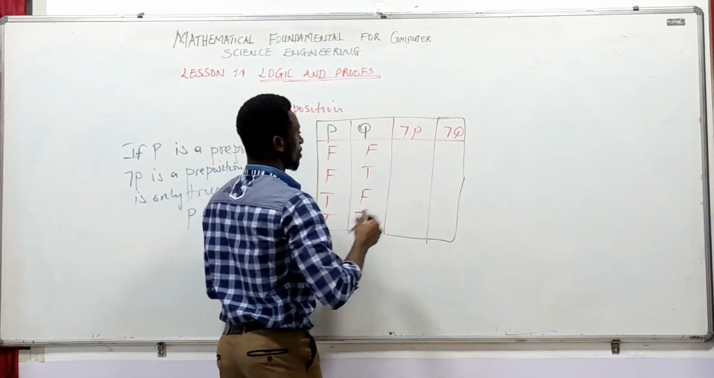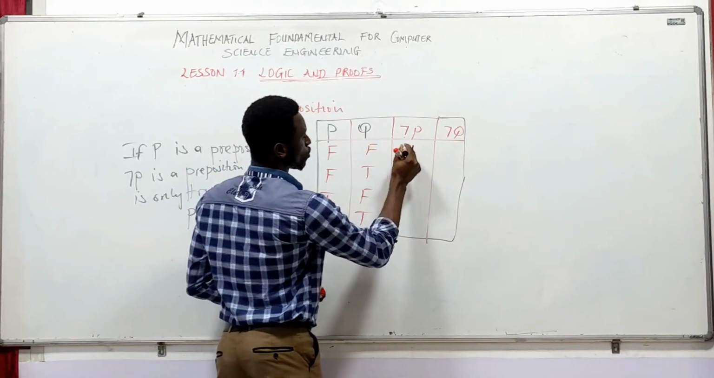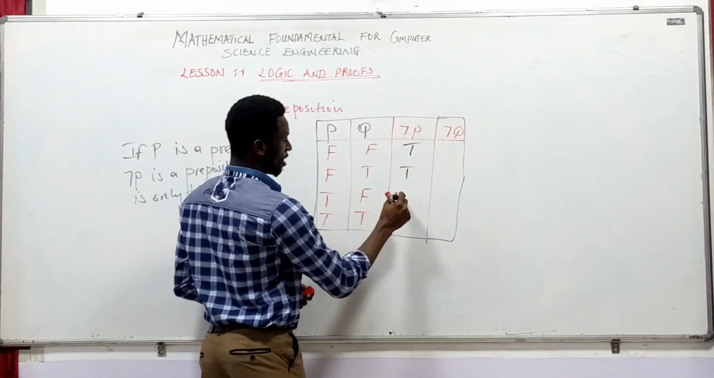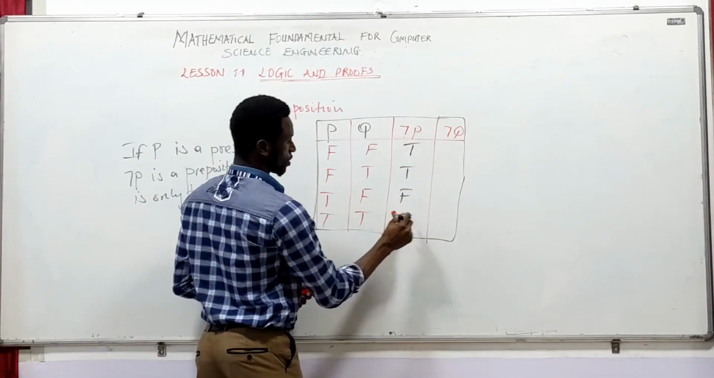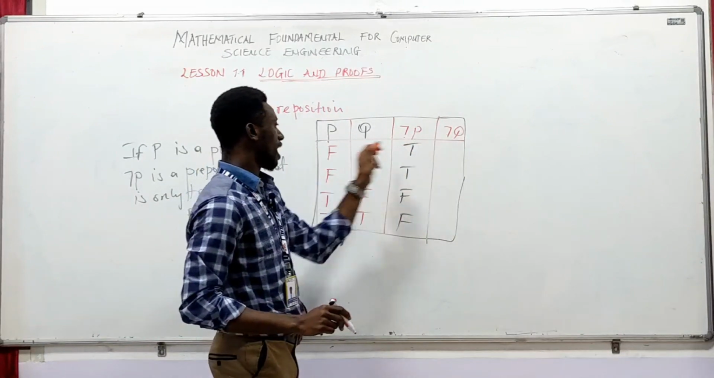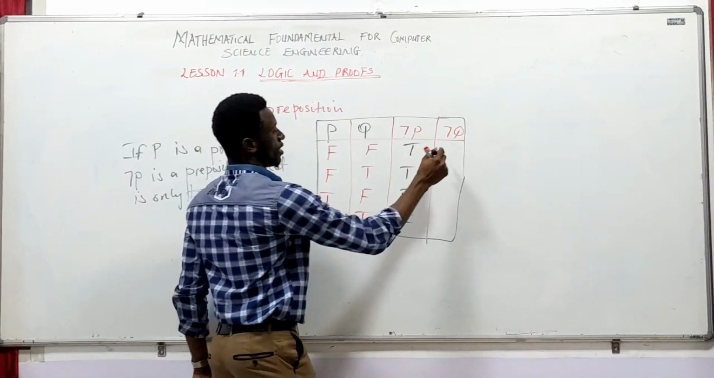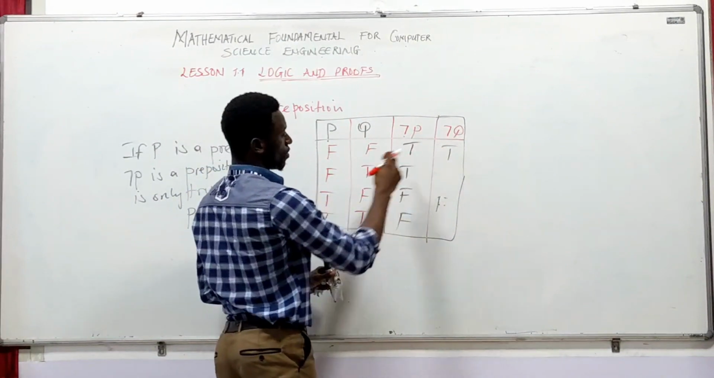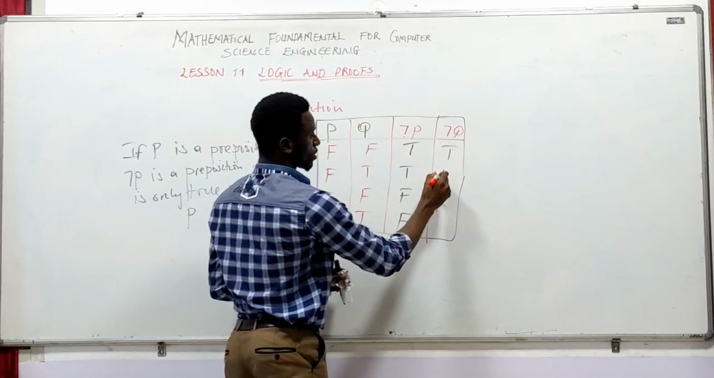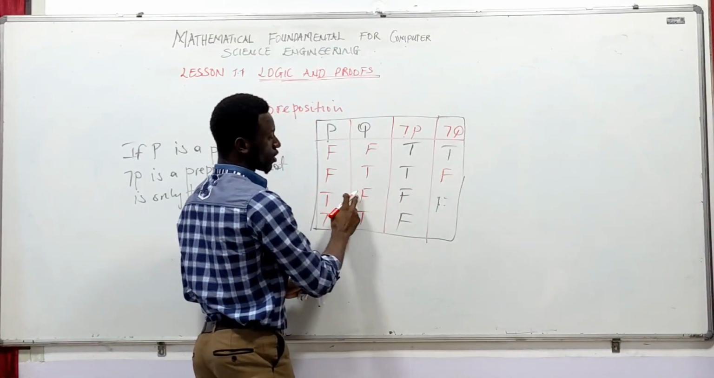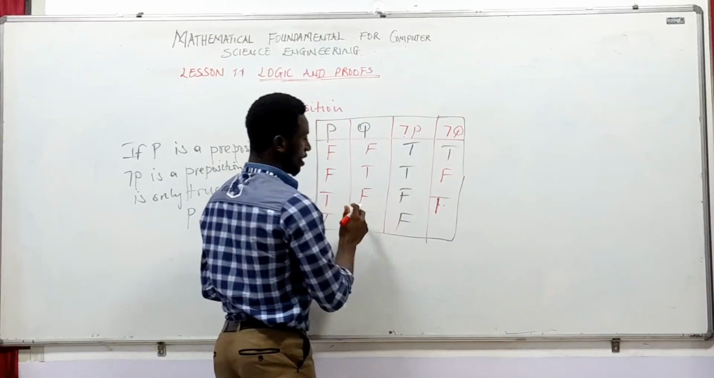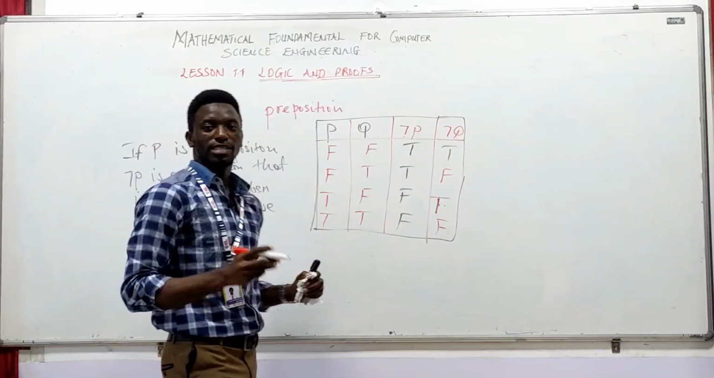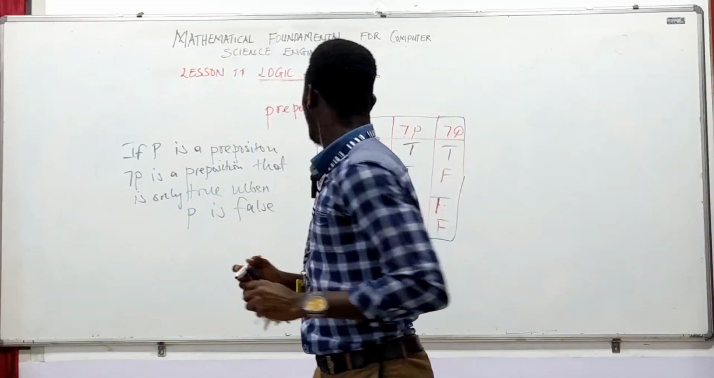From this table, we can see that the negation of P, not P here, will be true, true, and here false, false. Whereas for Q, the negation of Q in this column is true, so this true becomes false, this false becomes true, and this true becomes false. So now let's take a real life example.